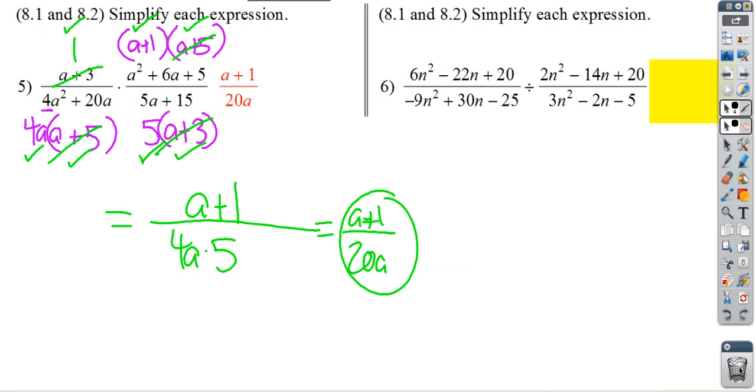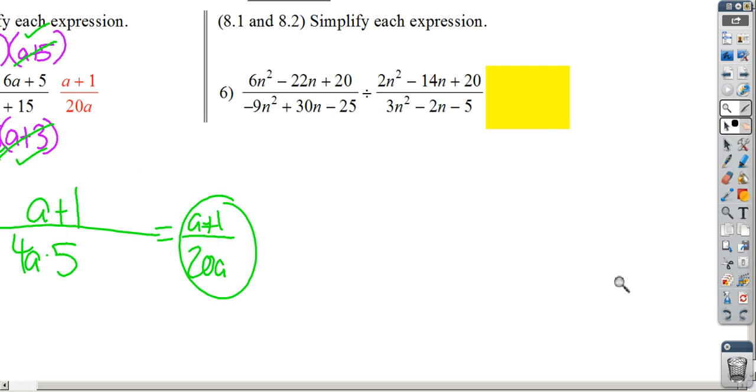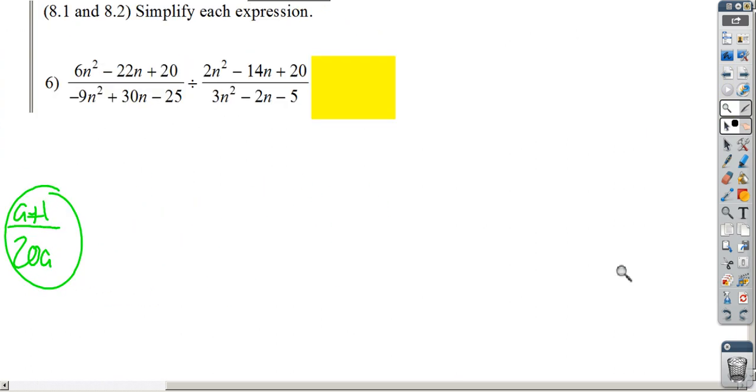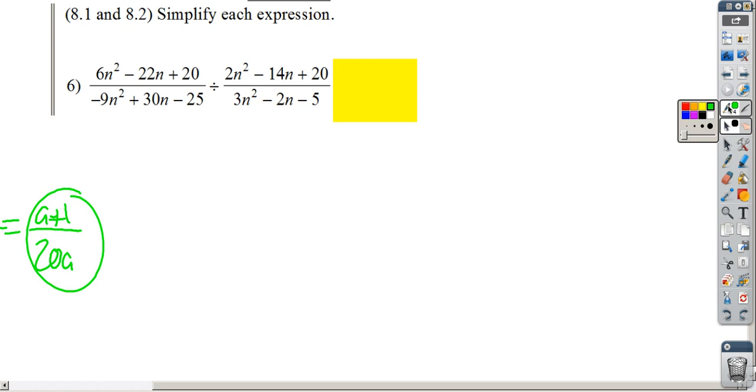And it is. Alright, this one right here is a little bit of a mess, but we can always start this by factoring whatever we can factor. So let's start at the top. All three numbers in the top have 2 going into them, so 2 times this.